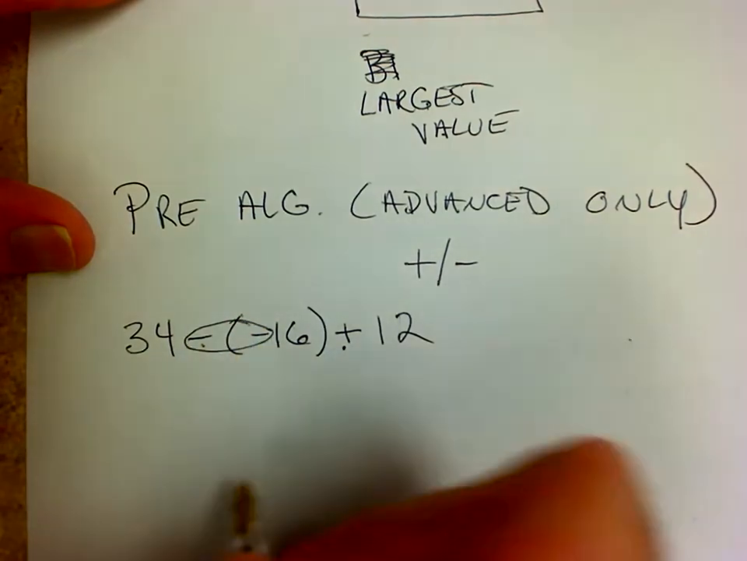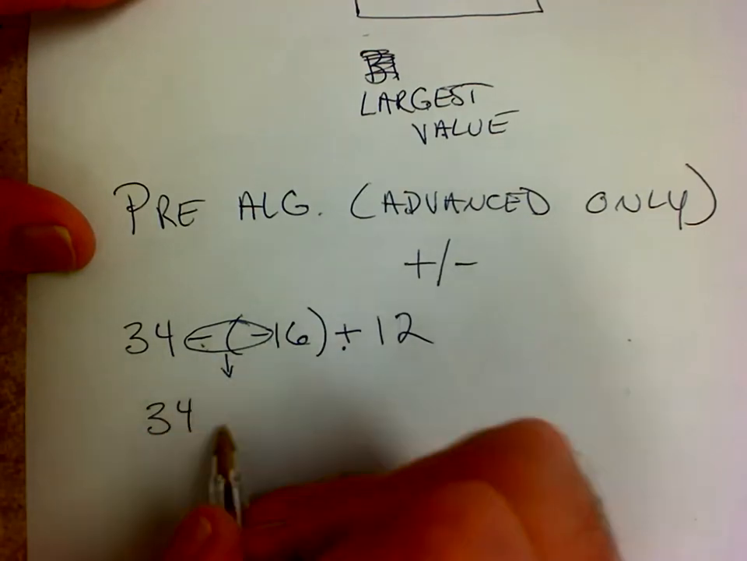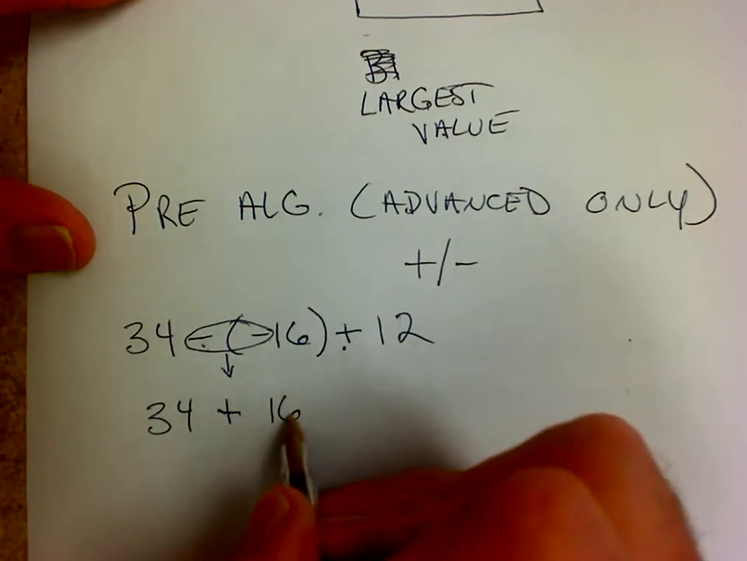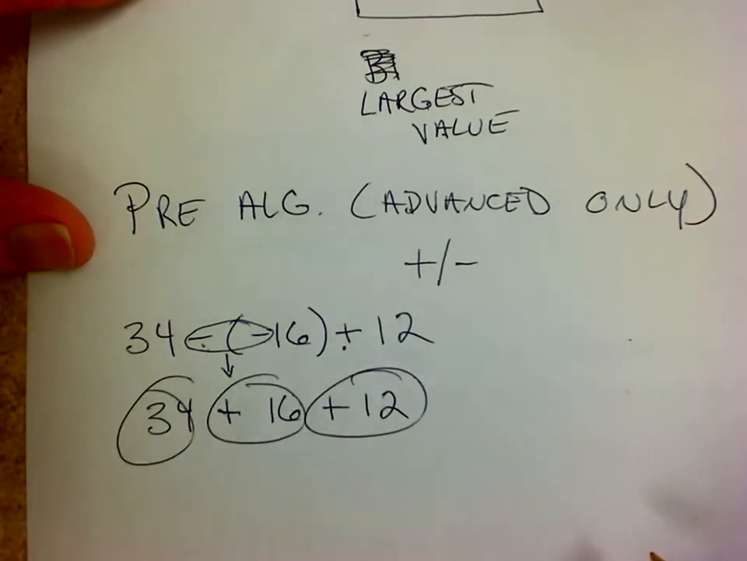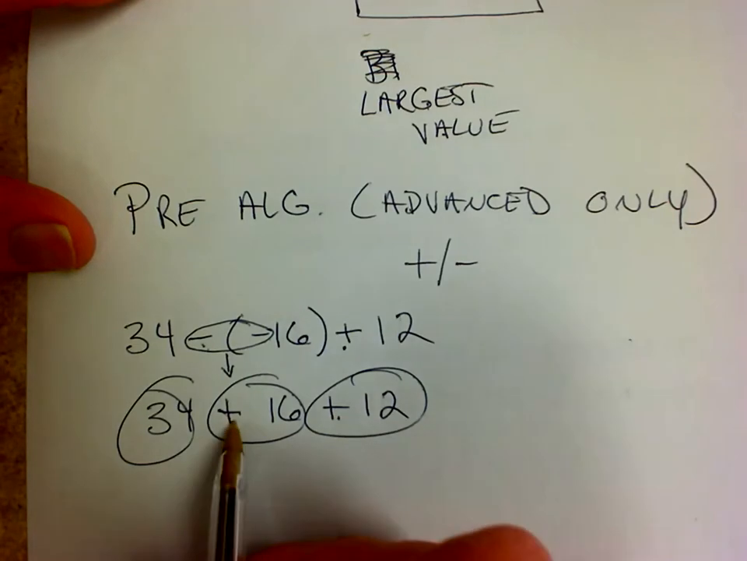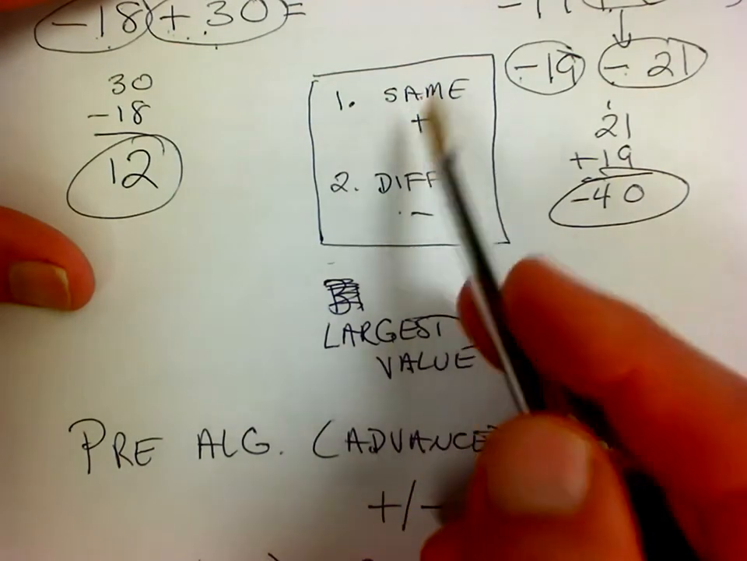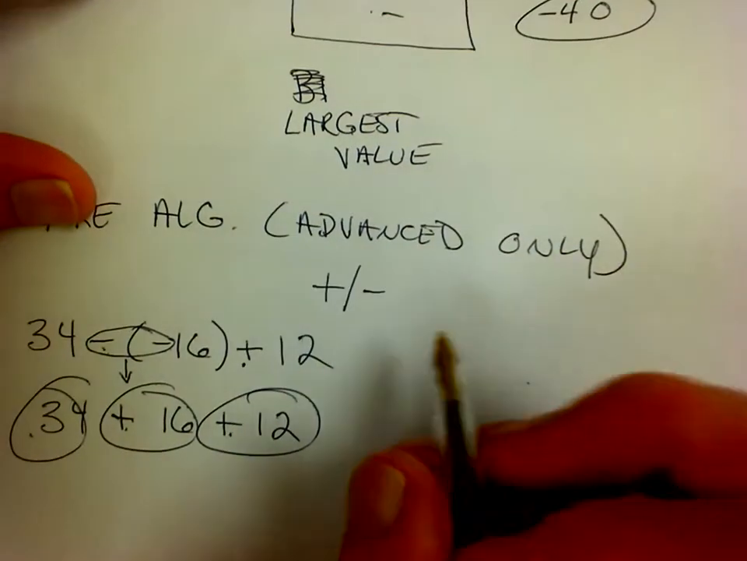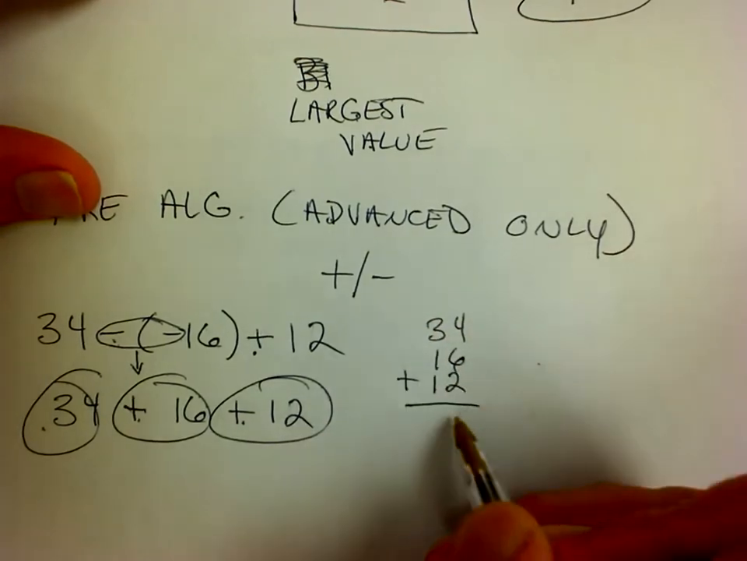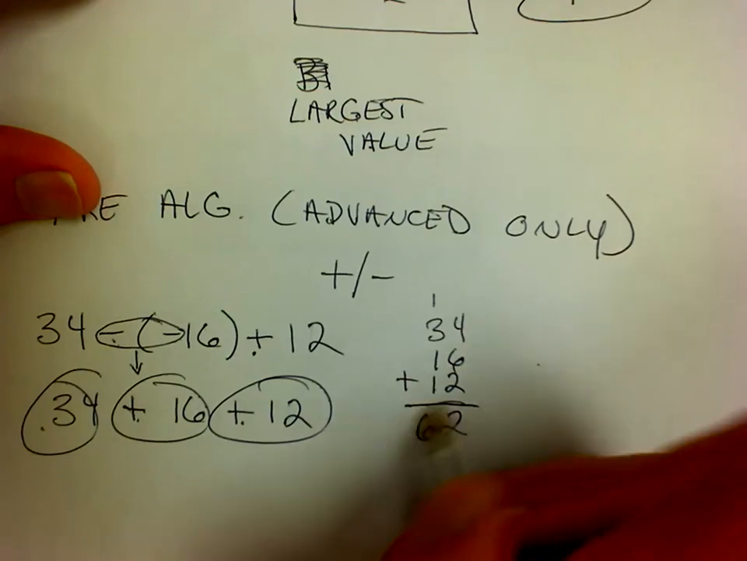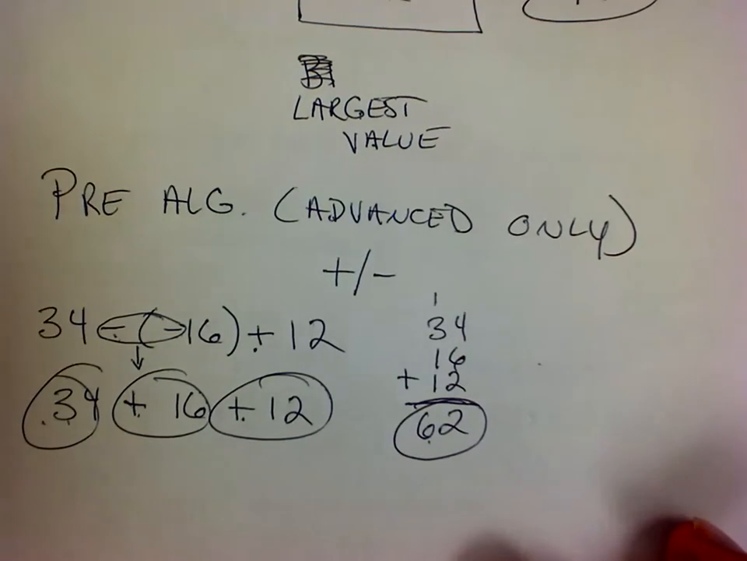But again, notice here we do have a little bit of cleanup to do. We want to simplify. A negative and a negative combines to a plus 16. So if you look at all three terms, positive 12, positive 16, positive 34, they're all the same. If our signs are the same, we get to add those together. So really, this boils down to just doing 34 plus 16 plus 12. Largest value is positive, answer positive.